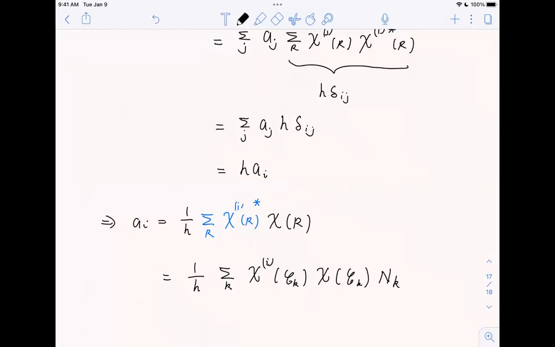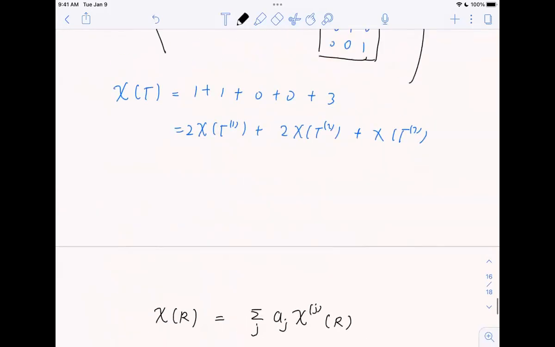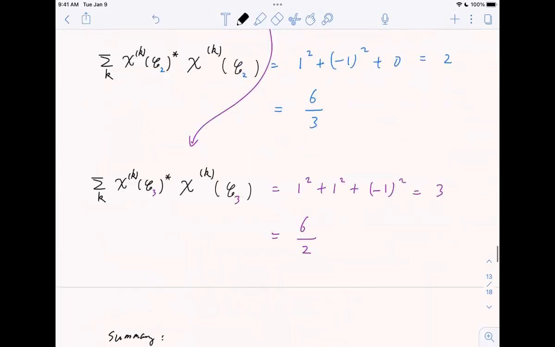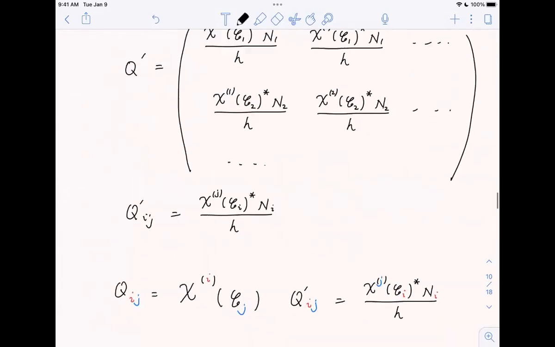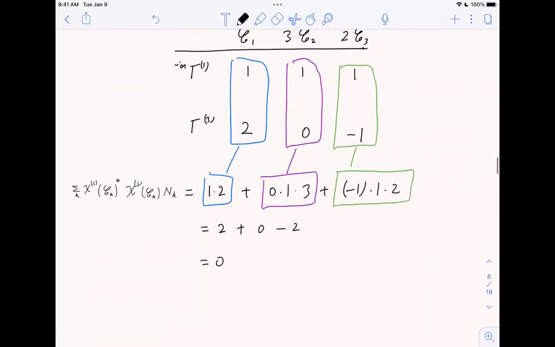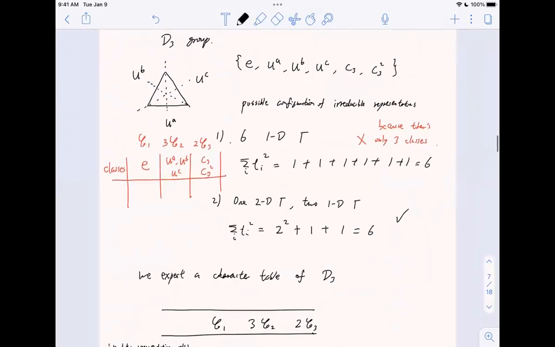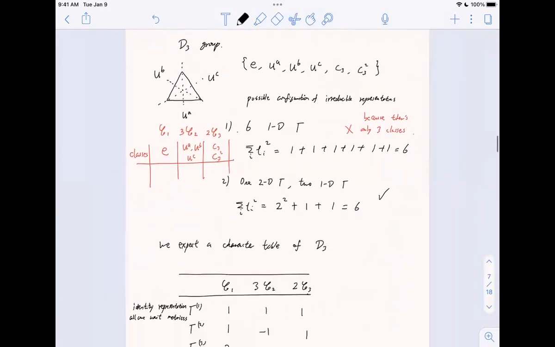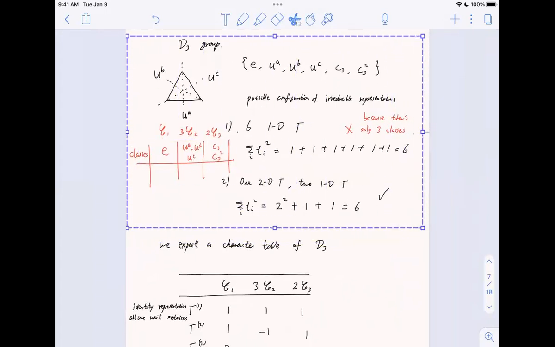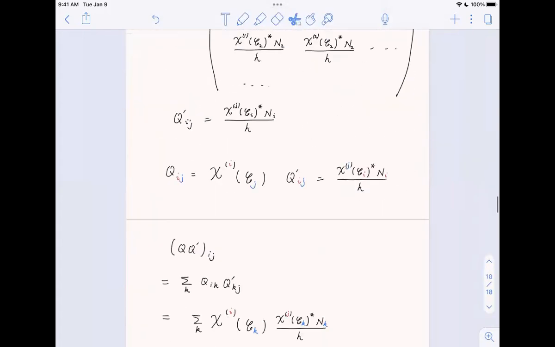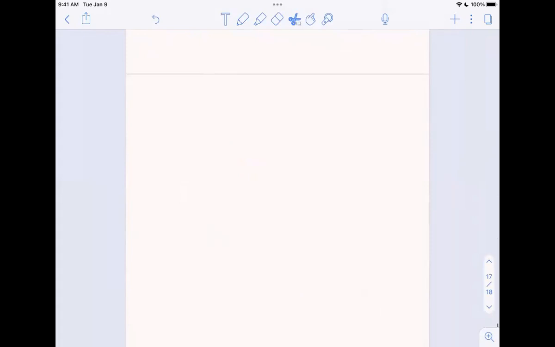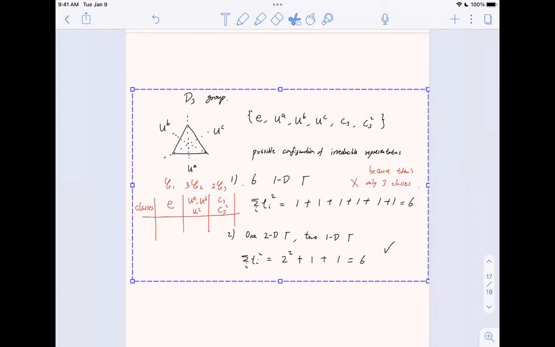Is it okay? For example, let me just give you one example. Let's consider this group again. I think examples are more useful for you to get the idea. This is the group that we're going to use. Let me copy this. Okay, example.